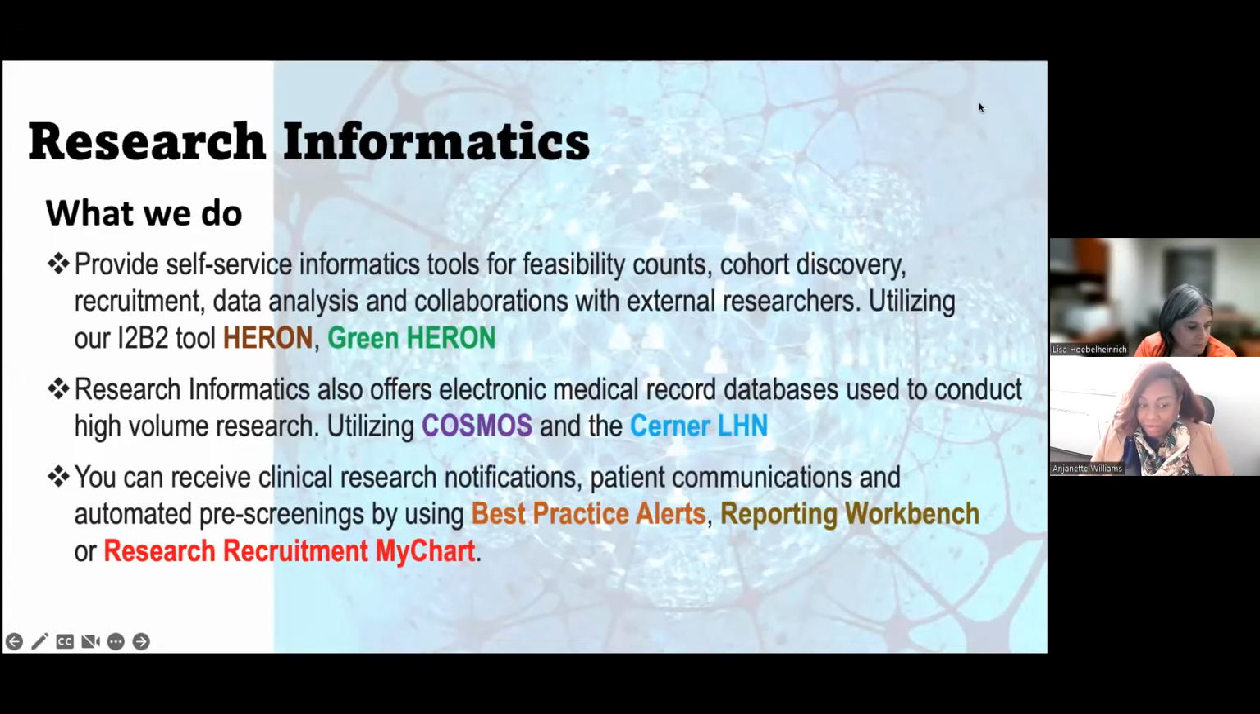We provide self-service tools for the informatics data collections for feasibility counts, cohort discovery, recruitment, data analysis, and collaborations with external researchers. Utilizing our I2B2 tool, Heron. And what that is, Heron is a self-service tool which allows you to get feasibility counts. And for external collaborations, we have another tool called Green Heron.